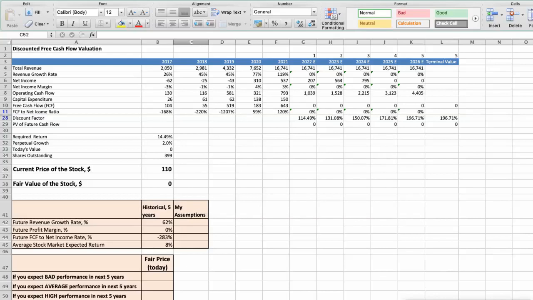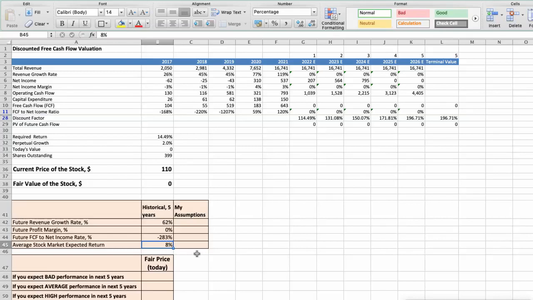This spreadsheet contains some financial data that we will use for the stock valuation. We see that the average revenue growth rate of the stock has been around 62% per year, for last 5 years. Also we see that the average profit margin of the stock has been around 0% per year, for last 5 years. Also we see that the average free cash flow to net income rate of the stock has been around -283% per year, for last 5 years. And we expect 8% per year average stock market return.